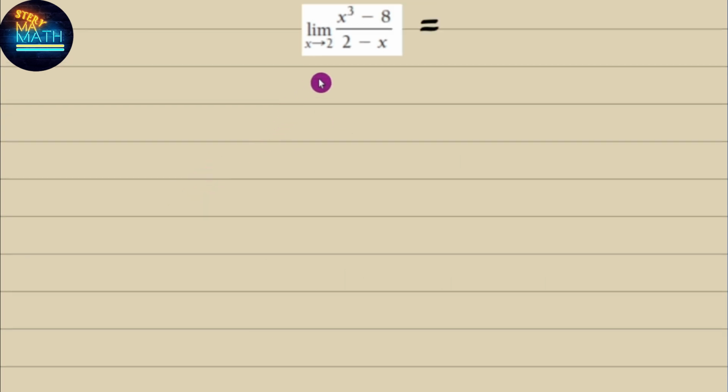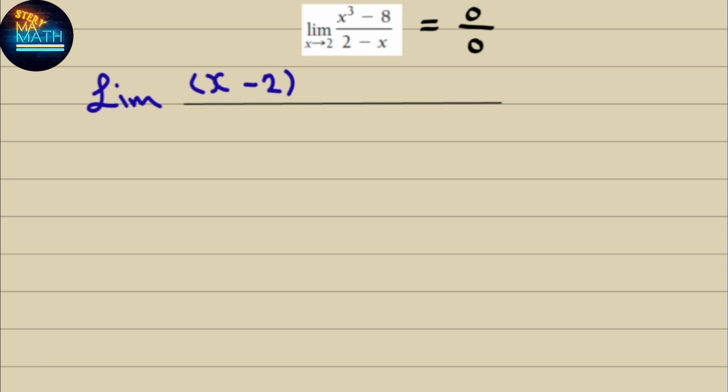Now here in this example, find the limit as x approaches 2 of (x cubed minus 8) divided by (2 minus x). Here x cubed minus 8. Now we'll try the direct substitution. You'll get 0 over 0. Now we'll try to find the factors of the numerator.